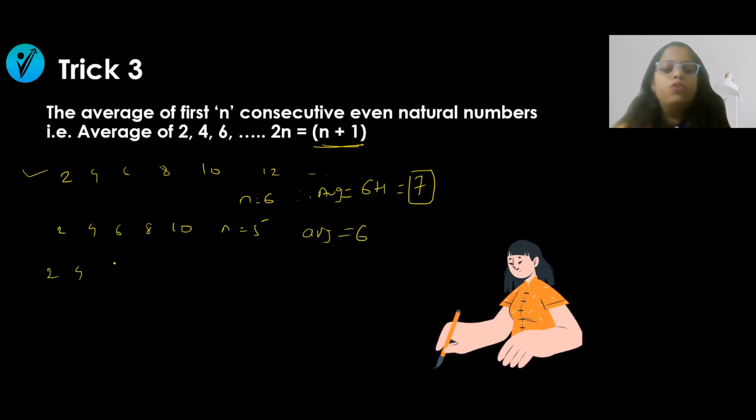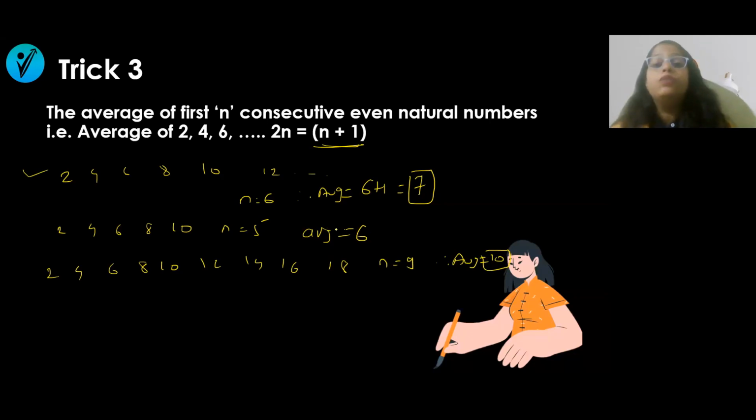If I take 2, 4, 6, 8, 10, 12, 14, 16, 18, you can see there are n terms. N is equal to 9 terms. So average will be equal to what? 9 plus 1 means 10 will be the average. So this is the trick for consecutive even natural numbers. If you are taking 5 terms, average will be 6. If you are taking 6 terms, average will be 7. If you are taking 20 terms, average will be 21.